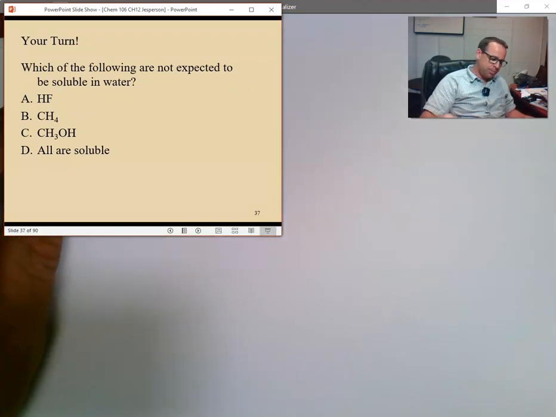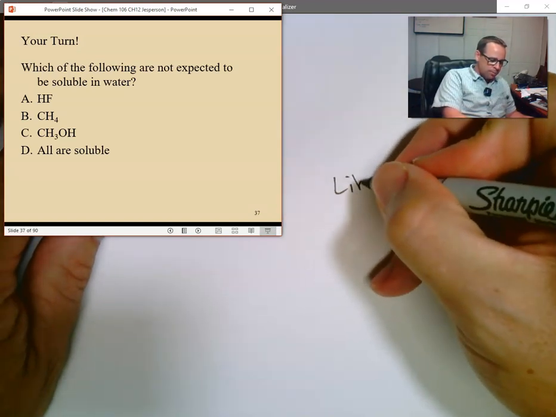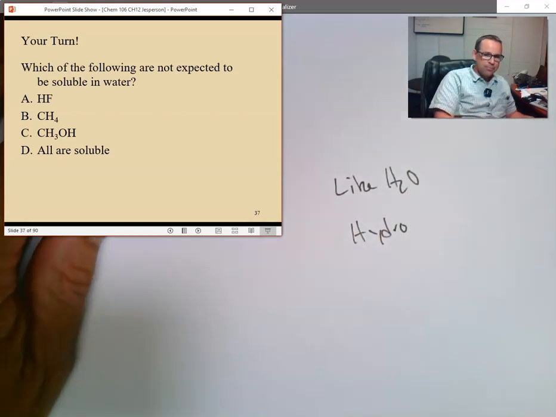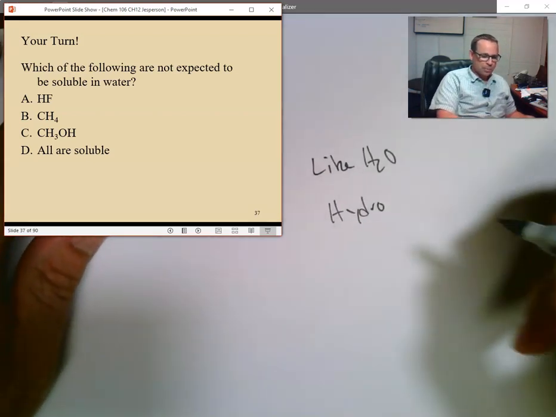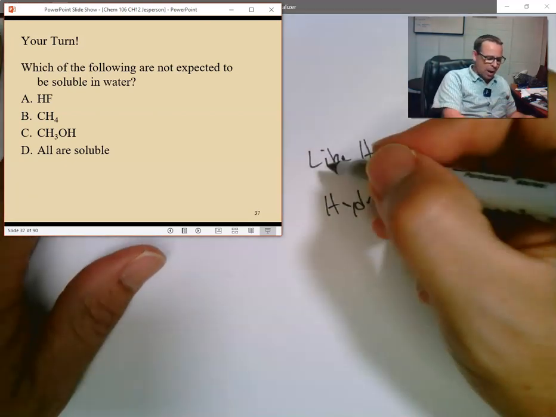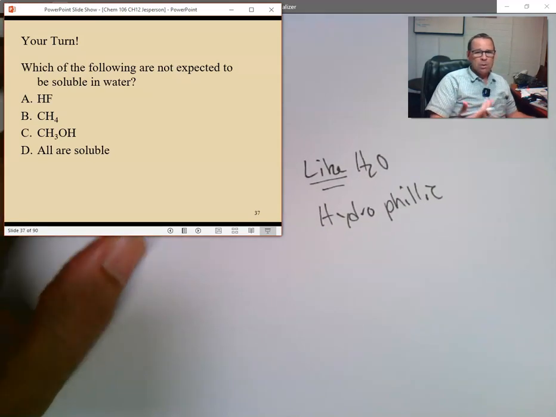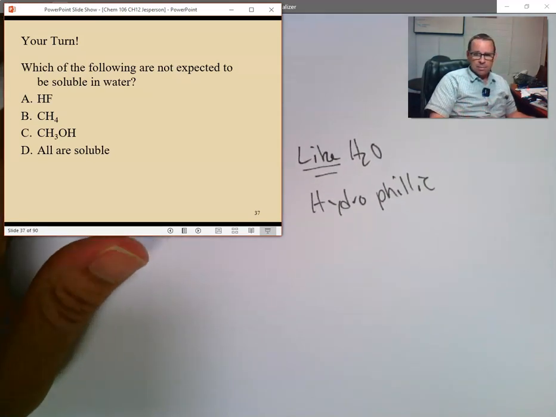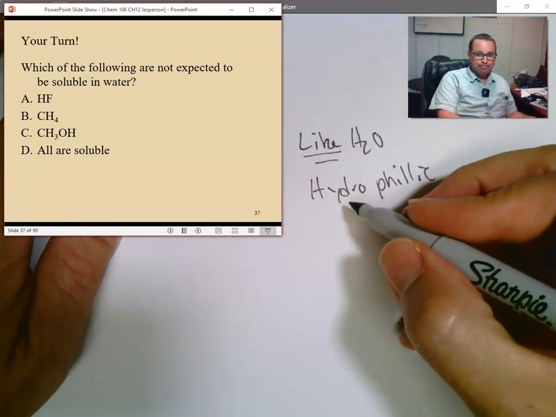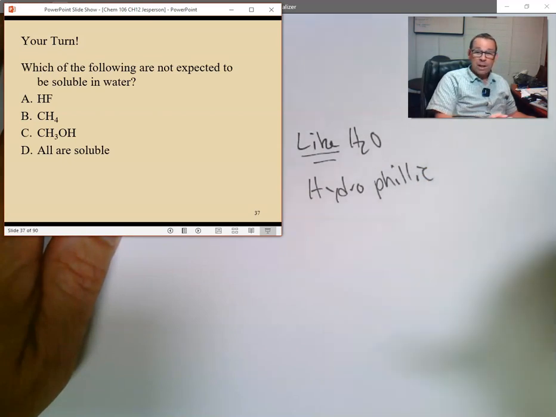Okay, so let's do this. If it's like water, then we say it's hydro what? Hydrophilic. Okay? Hydrophilic is like water. Now, how is it like water? What part of it is like water? Well, it's its intermolecular forces. So it can do what? It can interact with water.